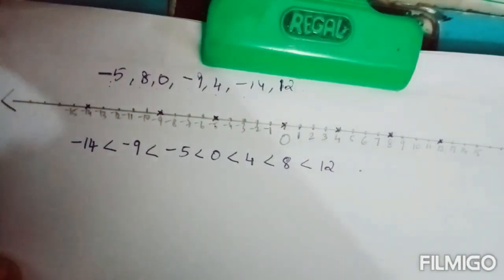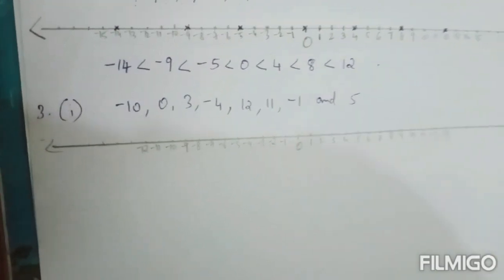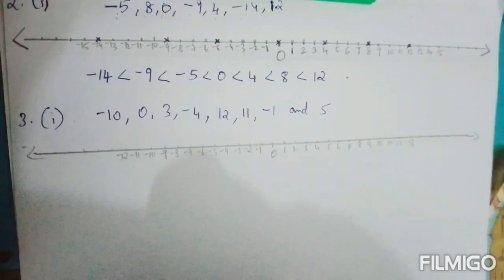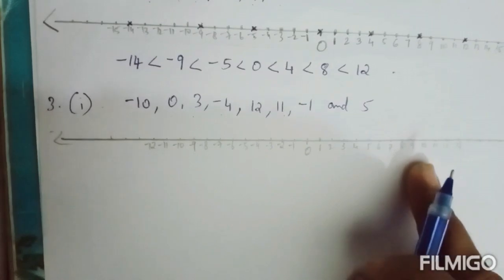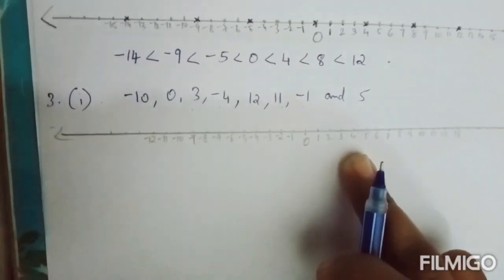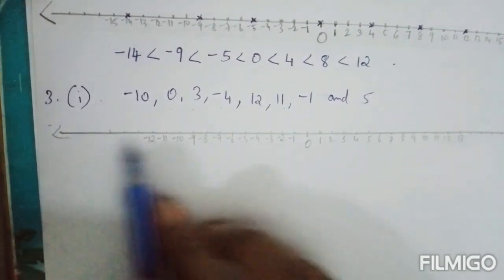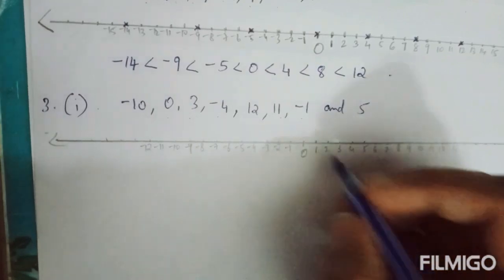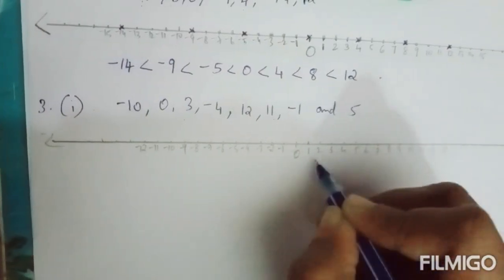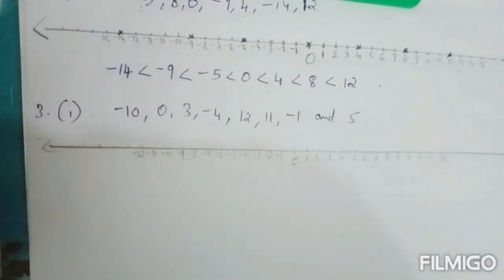Okay. In that third one, use a number line to write the following integers in descending or decreasing order. First one, minus 10, 0, 3, minus 4, 12, 11, minus 1 and 5. So these numbers you have to mark on the number line first, then you have to arrange that in descending order. Okay. So first you can draw a straight line like this, then at anywhere on the number line you can mark a 0, then at equal distances you can mark the numbers, positive numbers to the right of 0 and negative numbers to the left of 0.